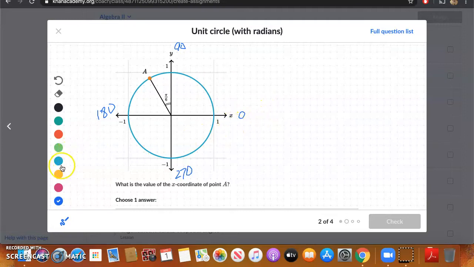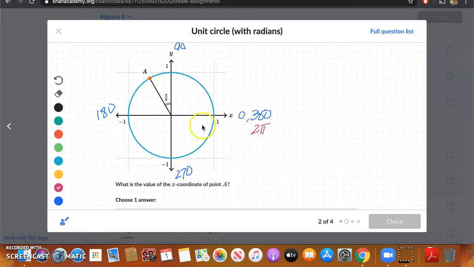Now, how would we identify that using radians? Well, if you remember, a full circle, and by the way, if you come all the way back, that would be 360, right? So if you do a full circle, it is 360 degrees. The same idea applies with radians. We said that 360 degrees is 2 pi, correct? 360 is equivalent to 2 pi radians.